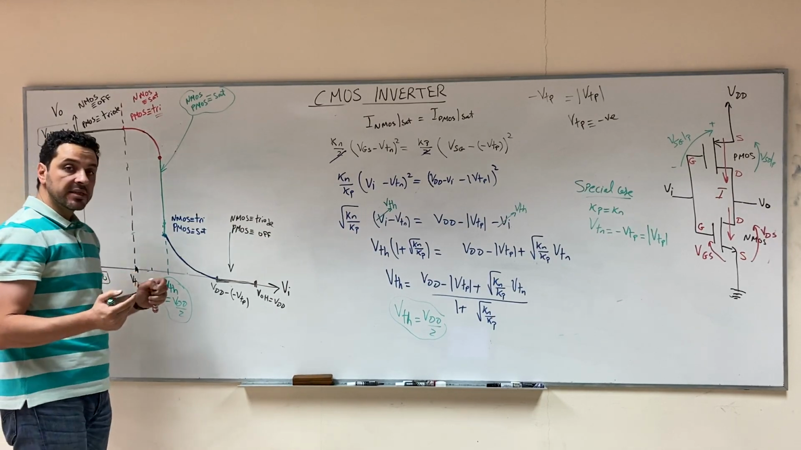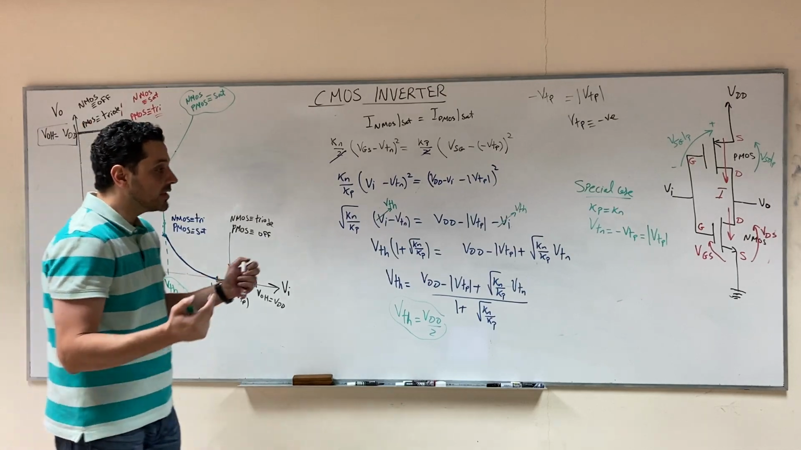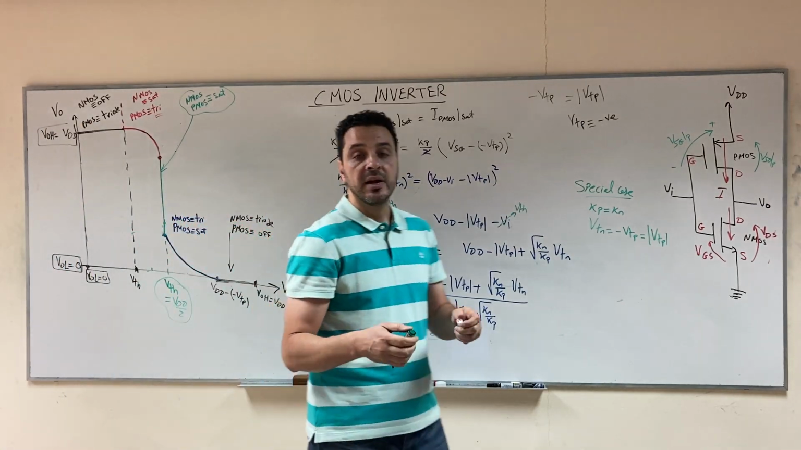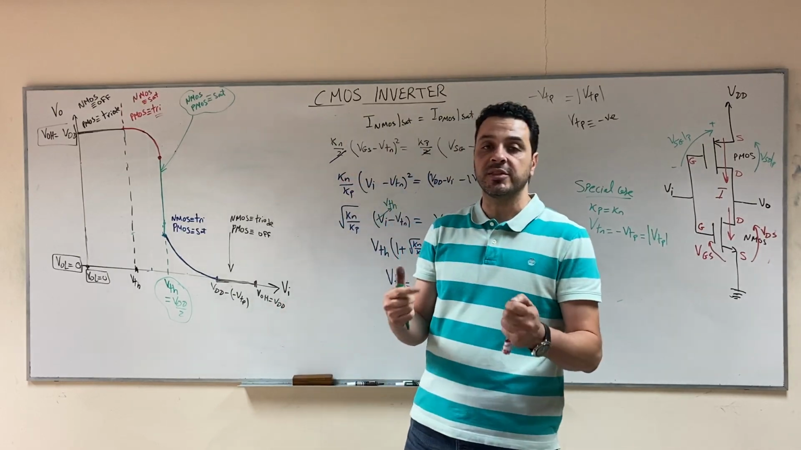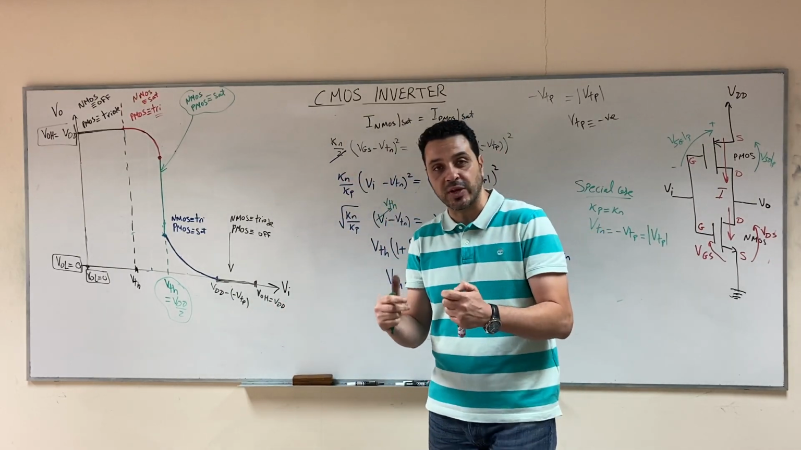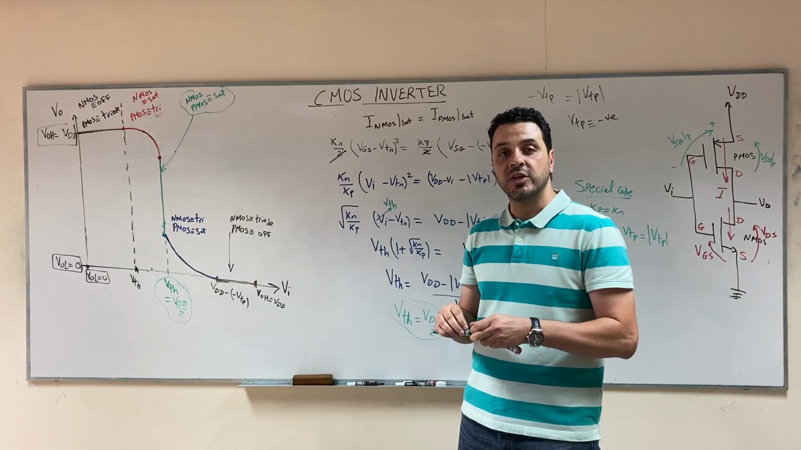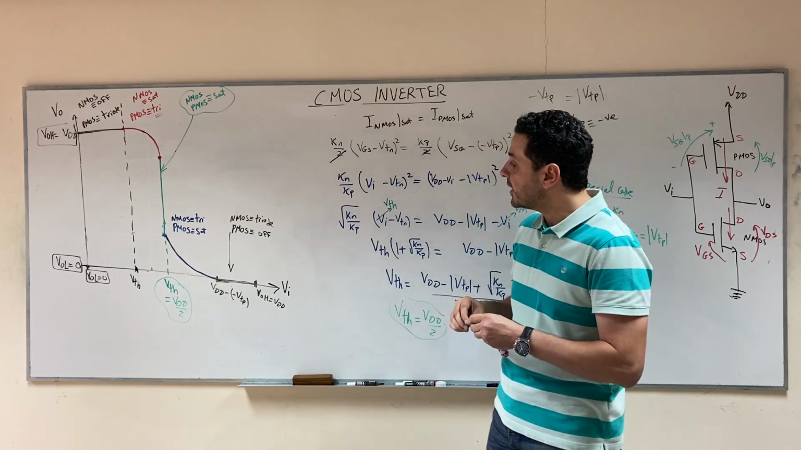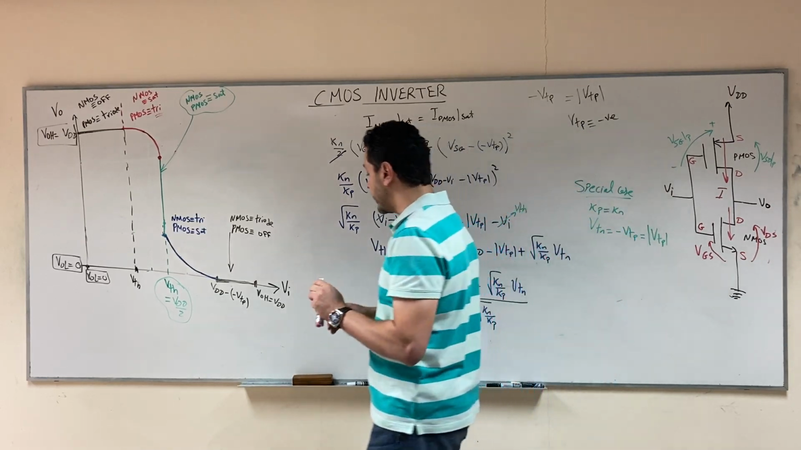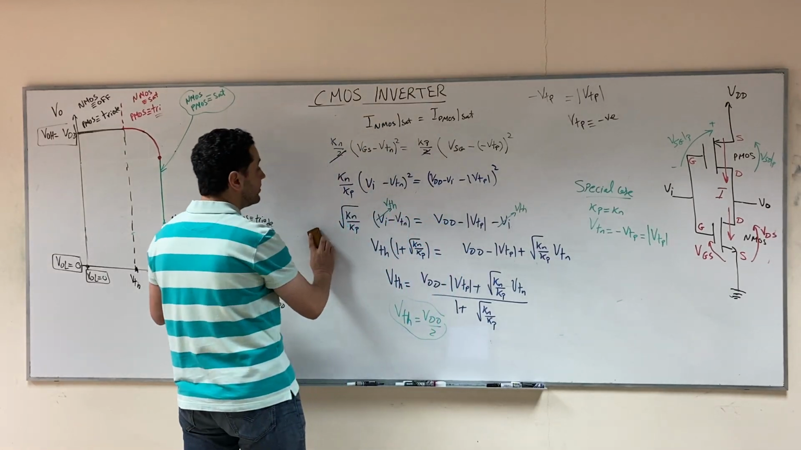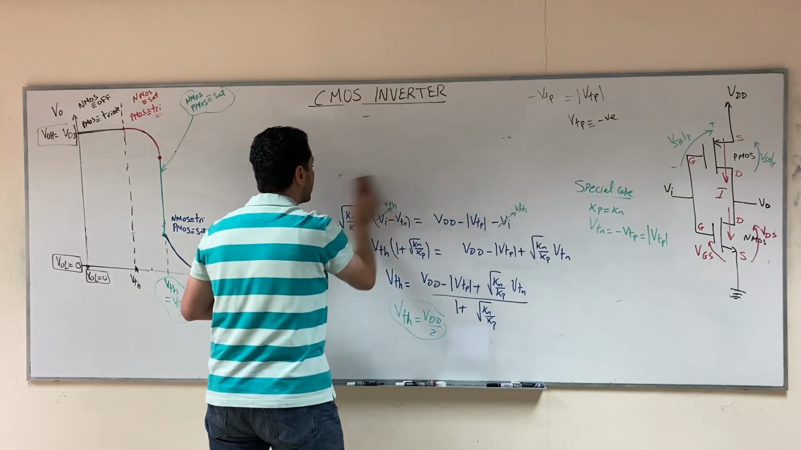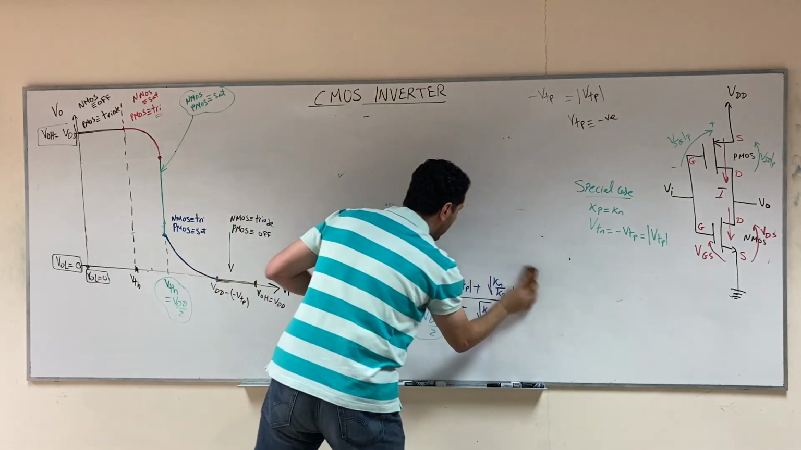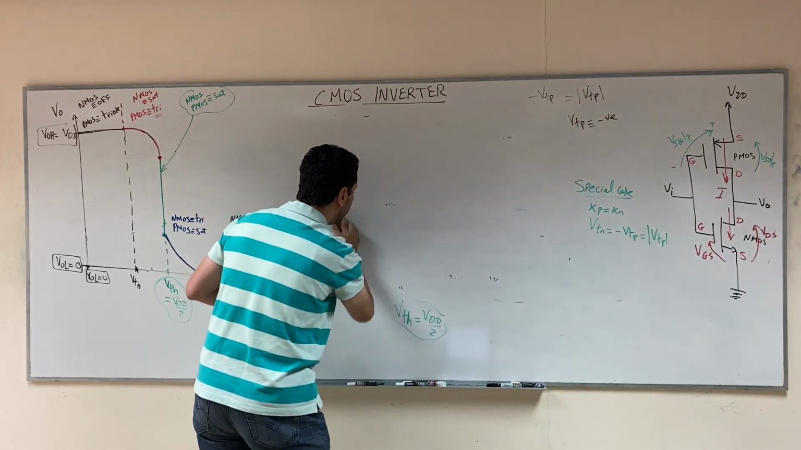Other interesting points from the definitions that we defined before are the noise margins. We need to calculate the noise margin low and noise margin high. But in order to calculate them, we need to calculate VIL and VIH. Where are VIL and VIH on the curve?